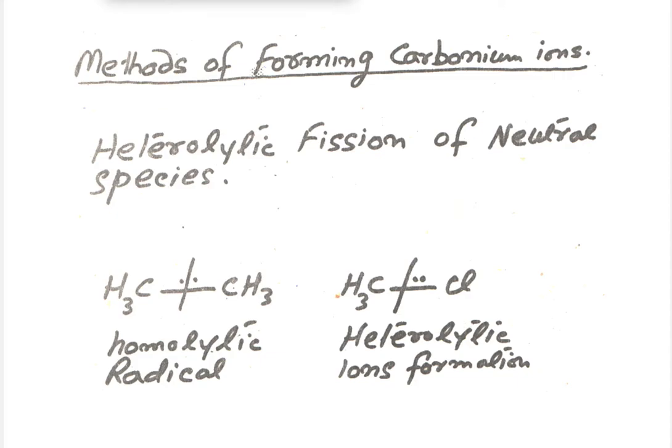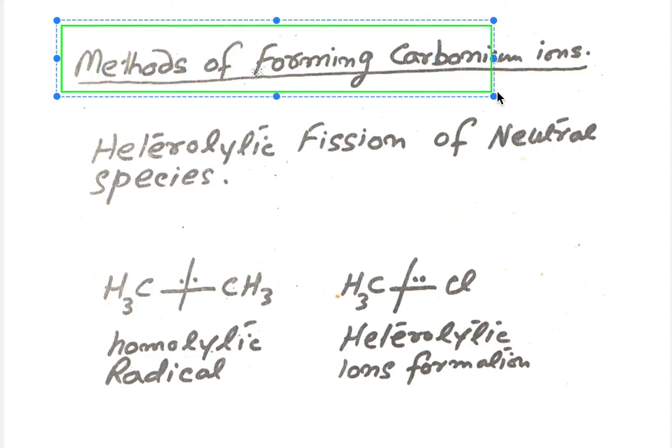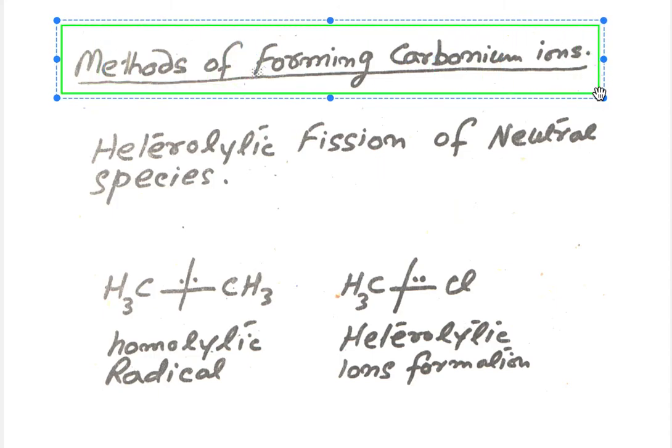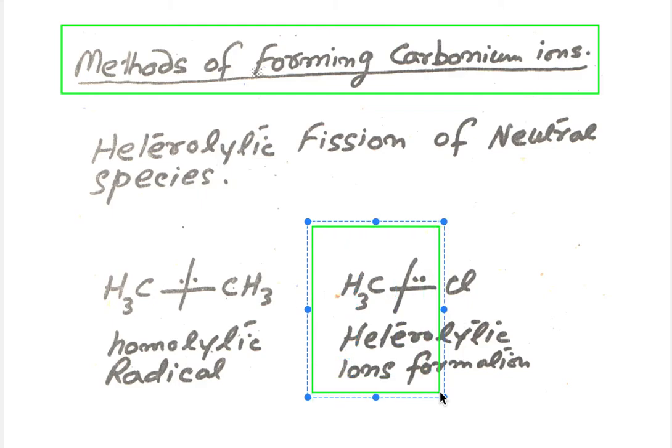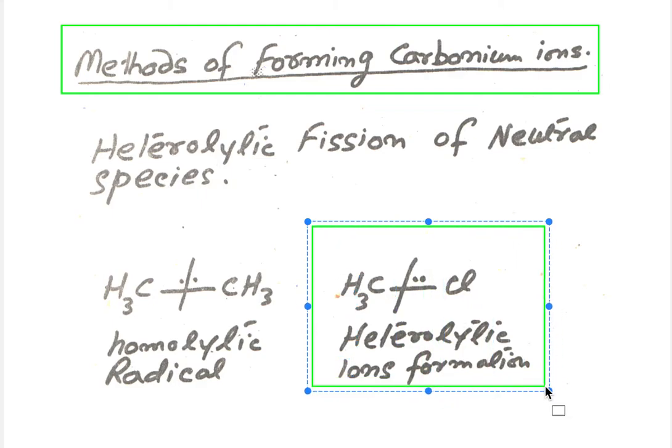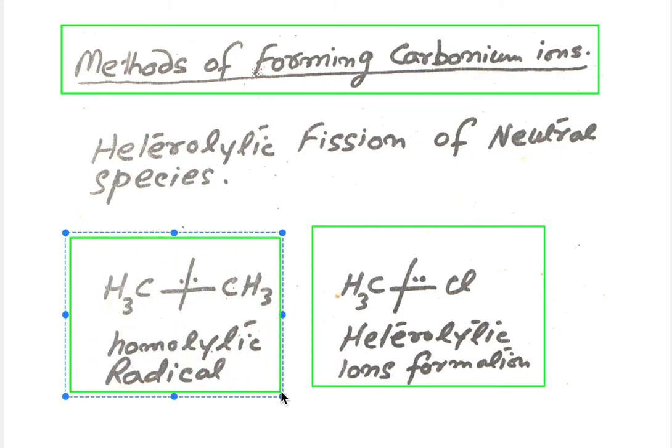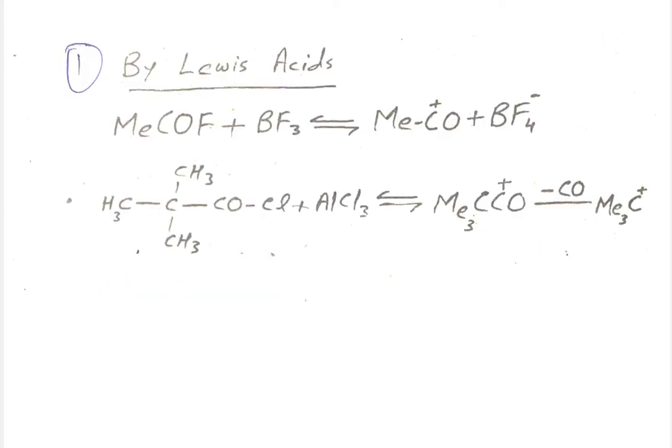As far as the preparation of carbocations is concerned, there are a number of methods by which we can prepare carbocations. The main governing principle for the preparation of carbocation is heterolytic fission of asymmetric molecules. That can also lead to the formation of carbanion, but the homolytic fission of symmetrical molecules always leads to the formation of radicals. So it is the governing principle to understand the formation of carbocations.